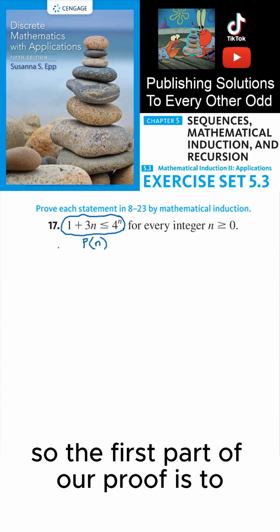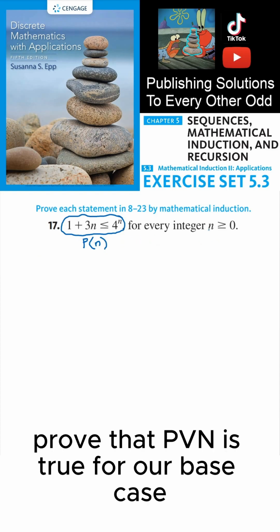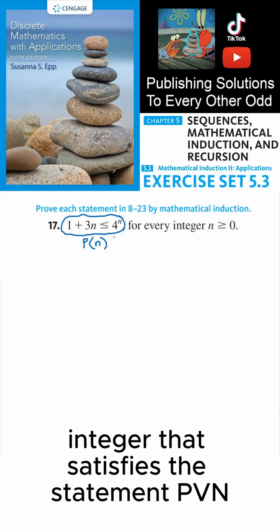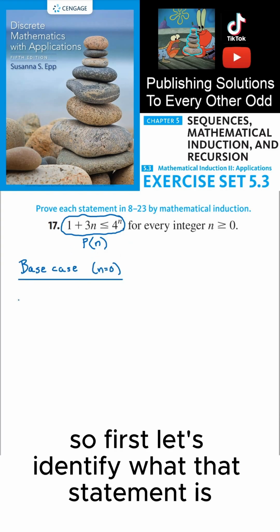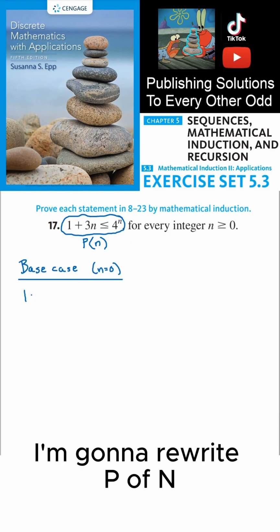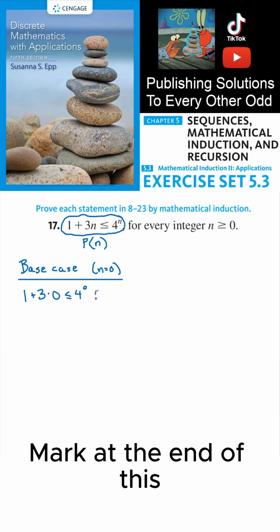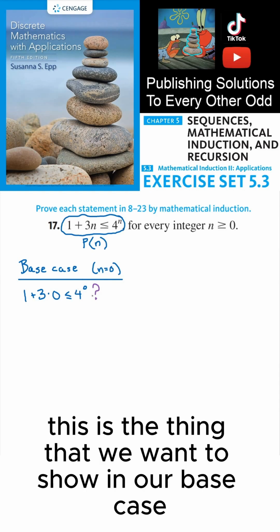So the first part of our proof is to prove that P of n is true for our base case, which is the smallest integer that satisfies the statement P of n. And in that case, that's 0. So first, let's identify what that statement is. I'm going to rewrite P of n, but I'm replacing all of my n's with just 0. But I'm also going to put a question mark at the end of this so that I avoid assuming my conclusion. This is the thing that we want to show in our base case.